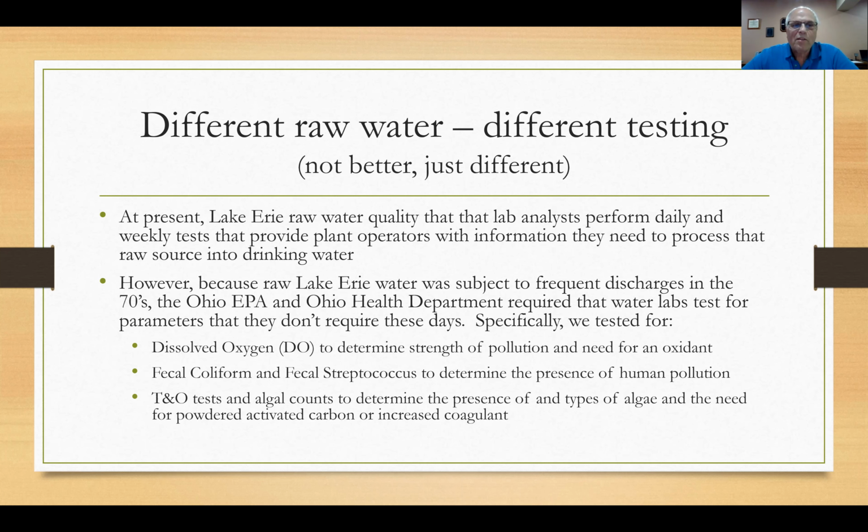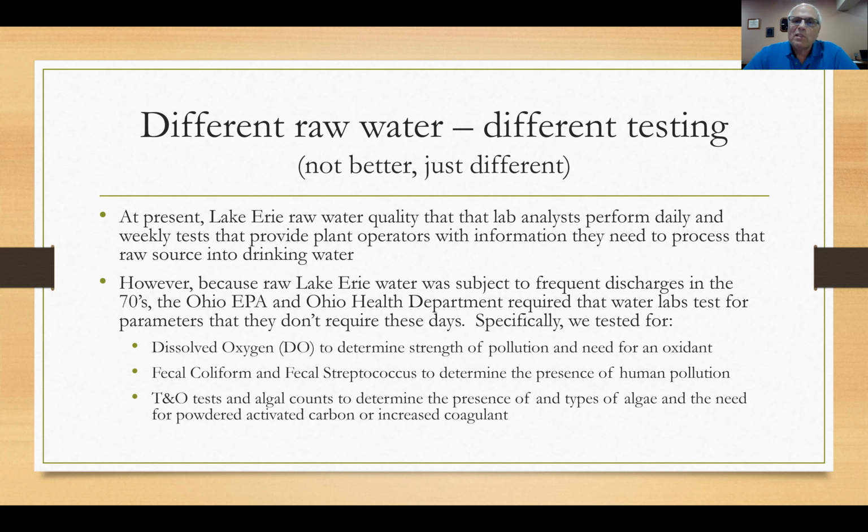Back then, we were required to do fecal coliform or fecal streptococcus on membrane filters. That, of course, helped us determine the presence of human pollution. They don't do that anymore because Lake Erie is just not that bad to find fecal coliforms all the time. We had to do taste and odor tests daily, and do algae counts daily. Now, I know a lot of plants do that, but most don't, especially the smaller places.